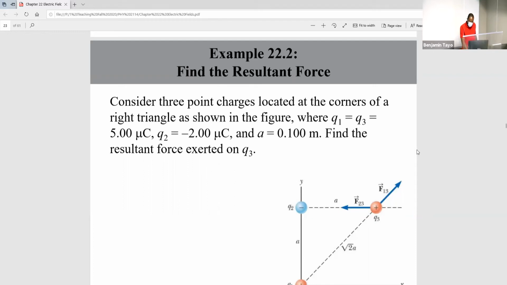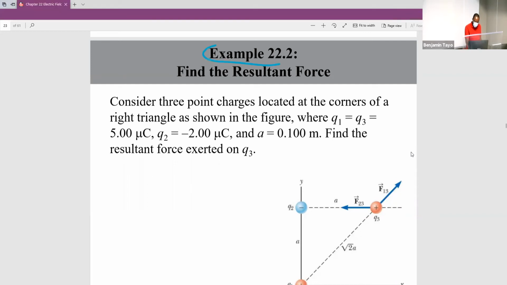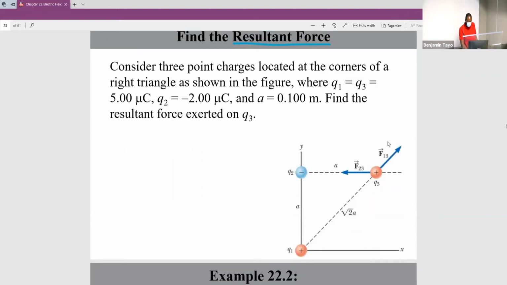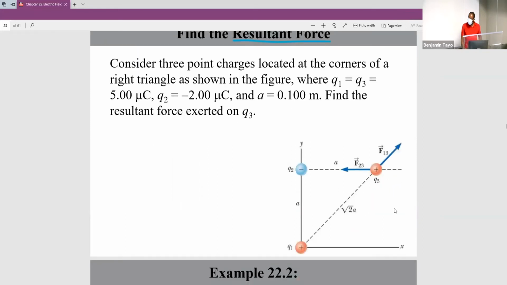So this is example number 22.2. And what I want to do is calculate the resultant force. Let's take a look at this picture to see if we understand. The first thing we want to identify is, what is the source?